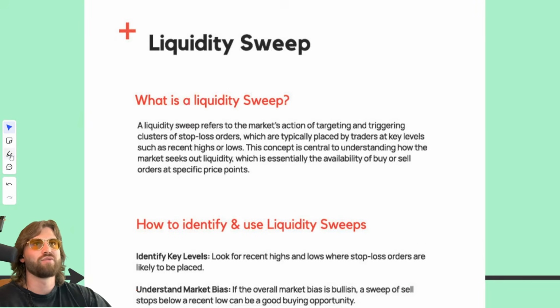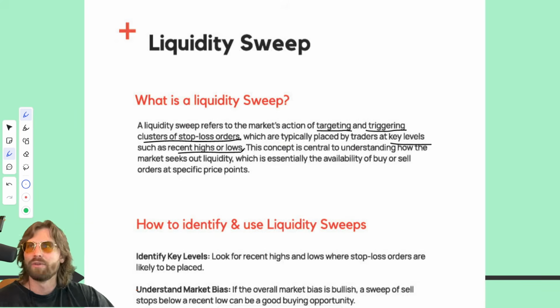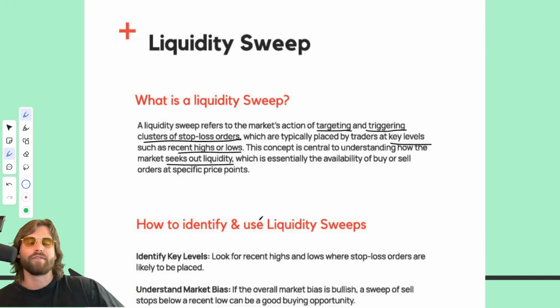A liquidity sweep refers to a market's action of targeting and triggering clusters of stop loss orders, which are typically placed by traders at key levels such as recent highs or lows. We all know this, especially from my last videos. This concept is central to understanding how the market seeks out liquidity. That's a huge part of this, right?